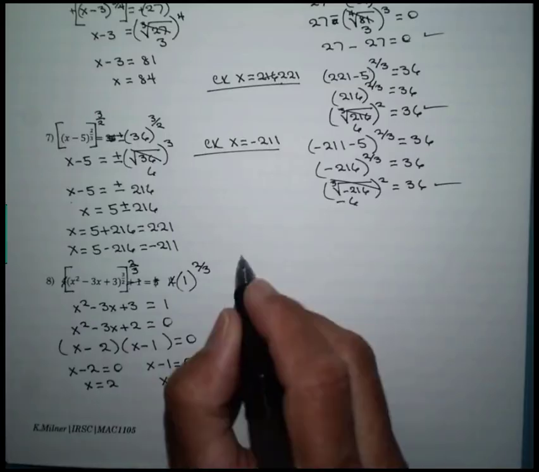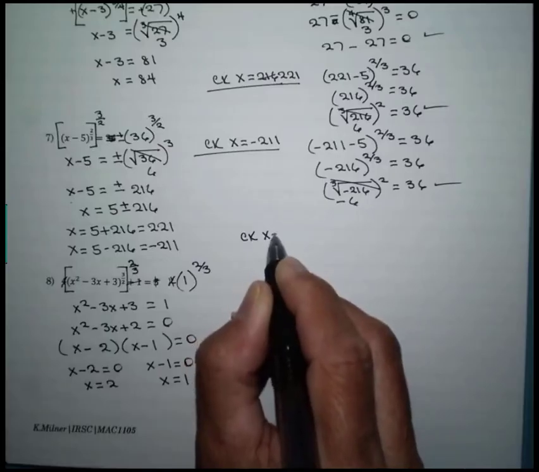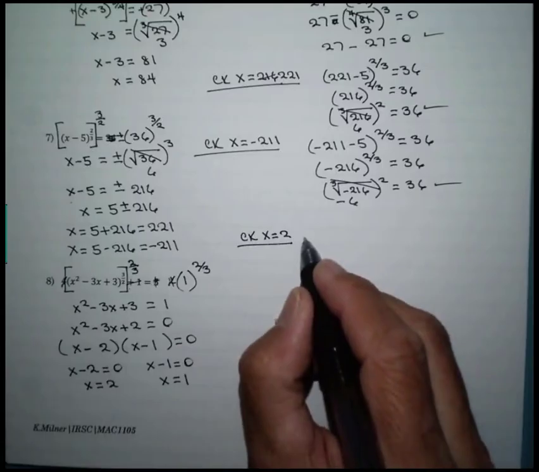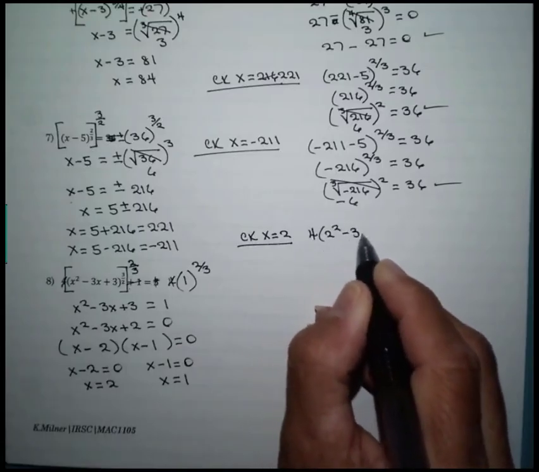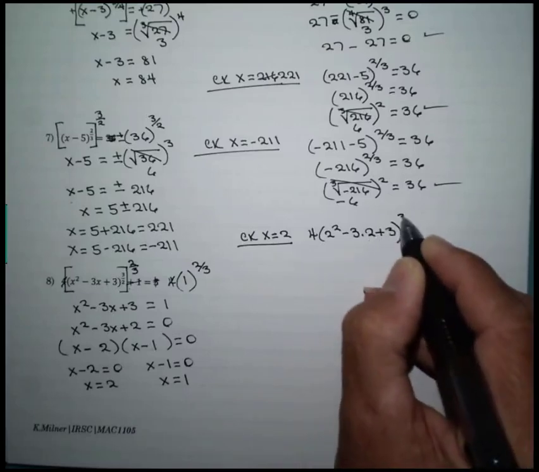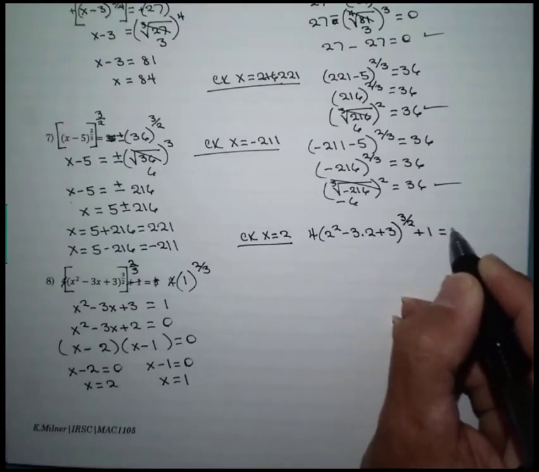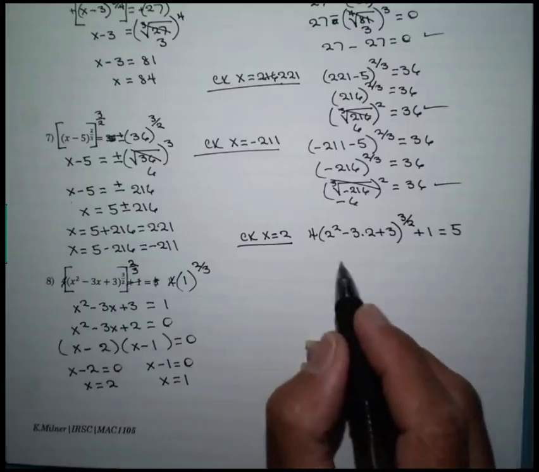Okay, let's check. See if I move up here. You don't mind if I move up and use this space. X is equal to 2 is going to be the first one I'm going to check. And I'll say 4 times 2 squared minus 3 times 2 plus 3 raised to the power of 3/2 plus 1 is equal to 5, right? Okay, so this solution, let's see what I've got.